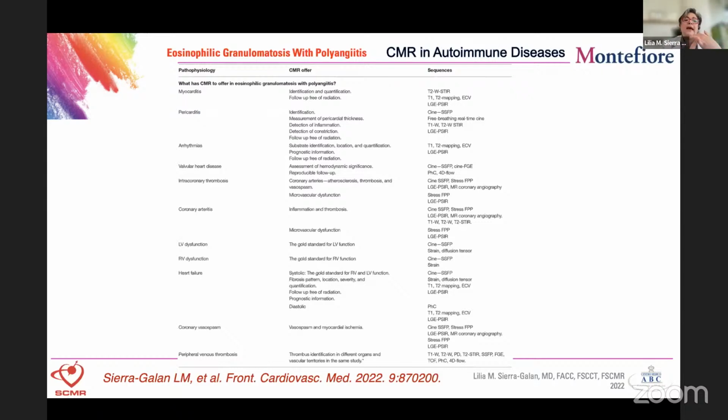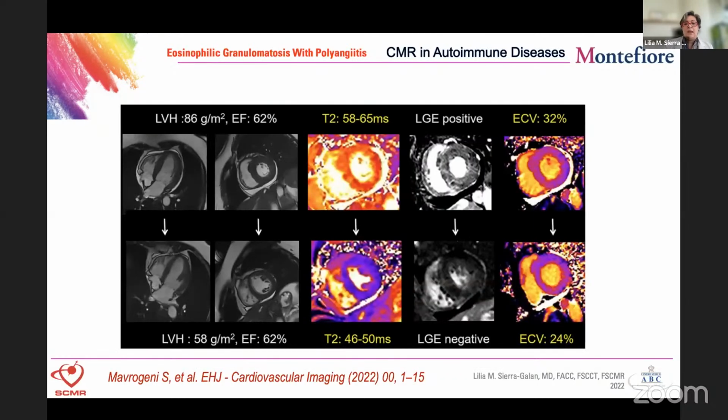Again, myocarditis, pericarditis, arrhythmias, valvular heart disease, intracoronary thrombosis, coronary arteries, vasculitis or the inflammation, LV and RV dysfunction, the causes and prognosis of heart failure, the assessment of coronary vasospasm and if it's producing myocardial ischemia, and we could see also the peripheral venous thrombosis.